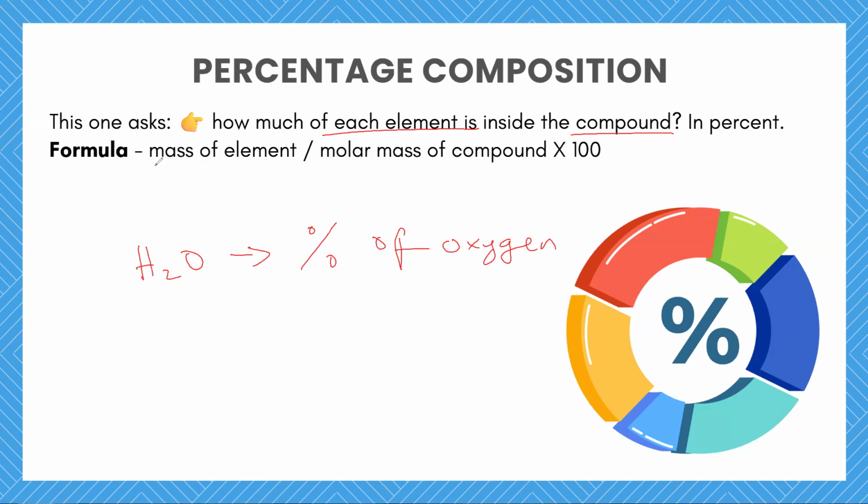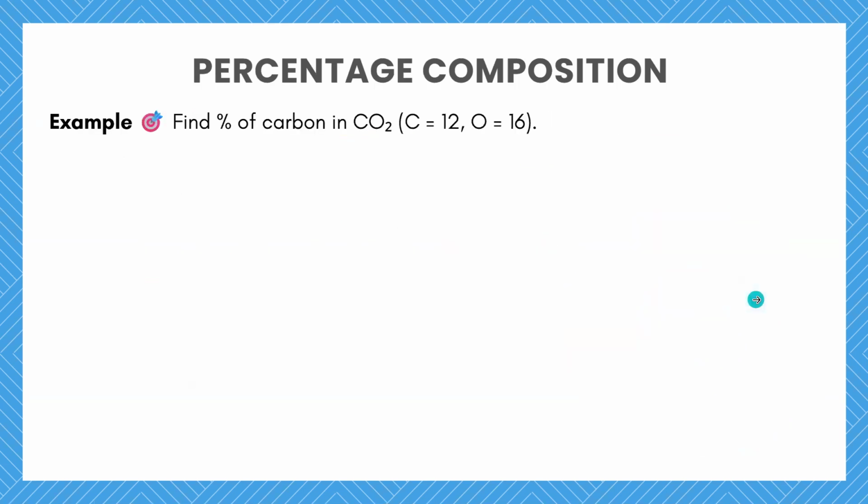It says that the percentage composition of any element in a compound is given by the mass of that element divided by the molar mass of the compound multiplied by 100. So how do we put that into action? By solving one or two questions. Well, join me one more time. The question here starts off by saying, find the percentage of carbon in CO2.